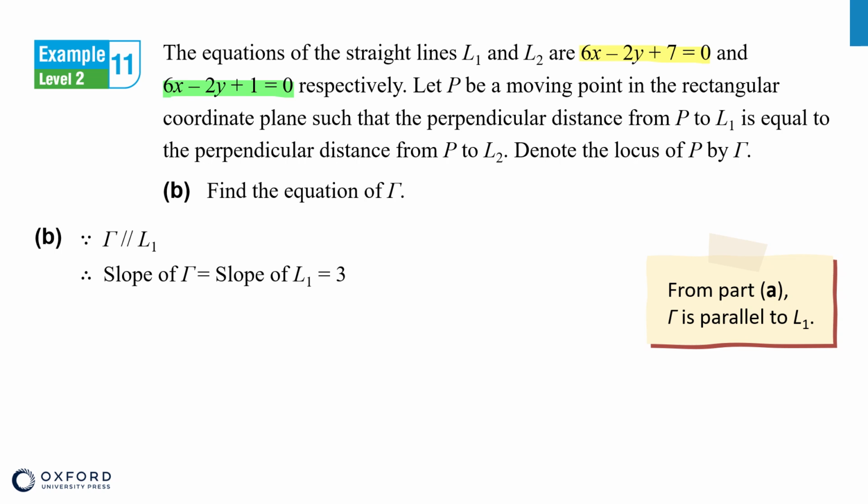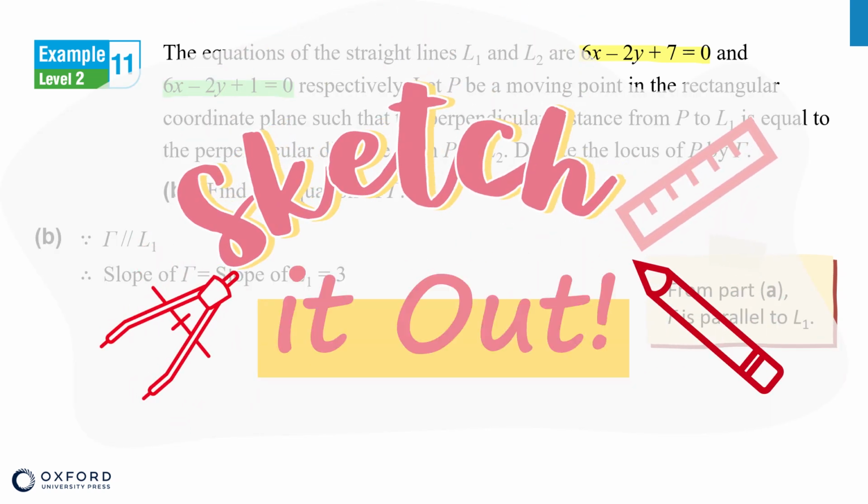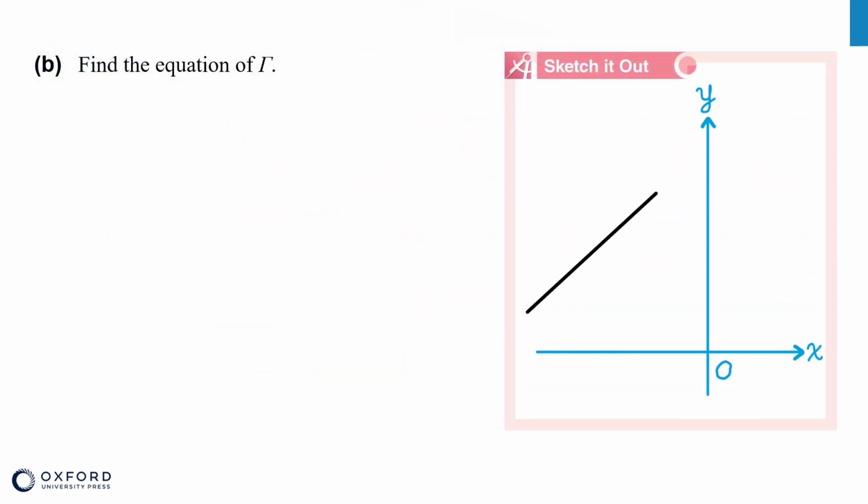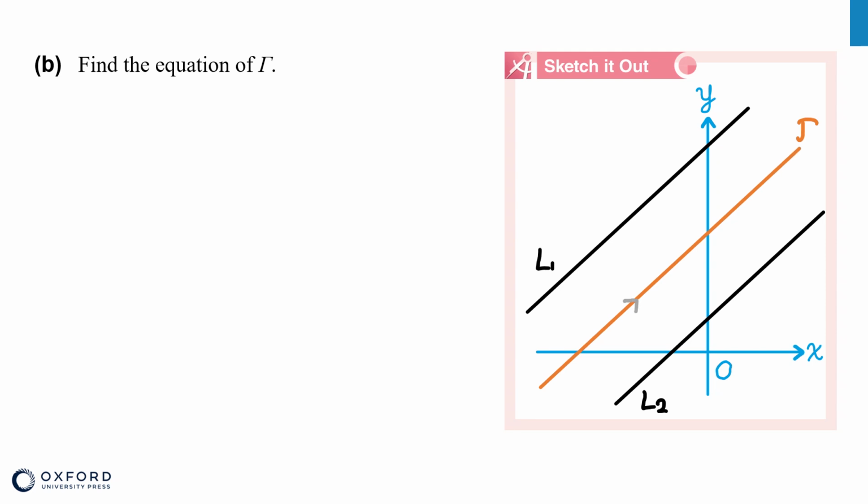To help us identify the next step, let's sketch it out. First, sketch the graphs of L1 and L2. Then sketch a graph of gamma, which is parallel to L1 and L2 and maintains an equal distance from them. Next, which point on gamma can we find relatively easily? How about the point it cuts the y-axis?